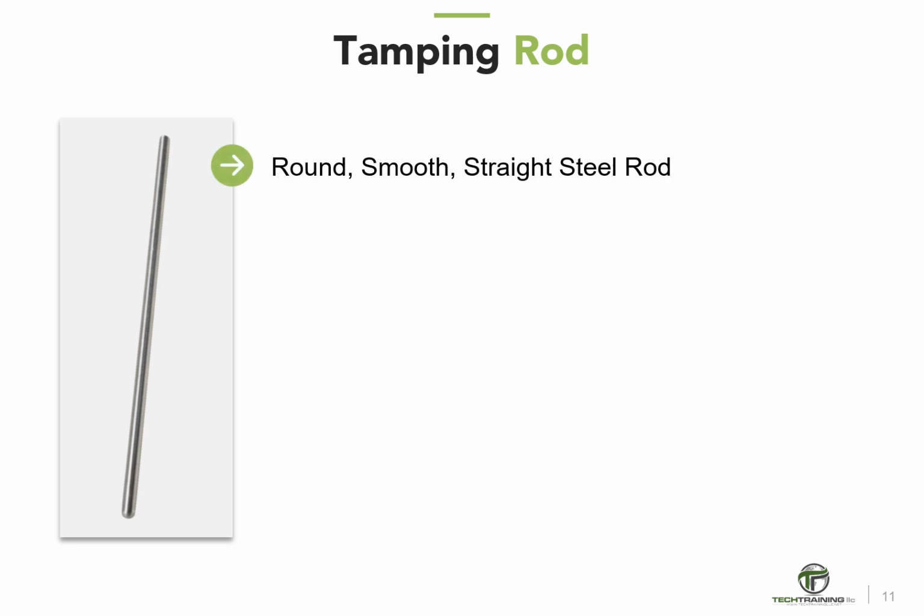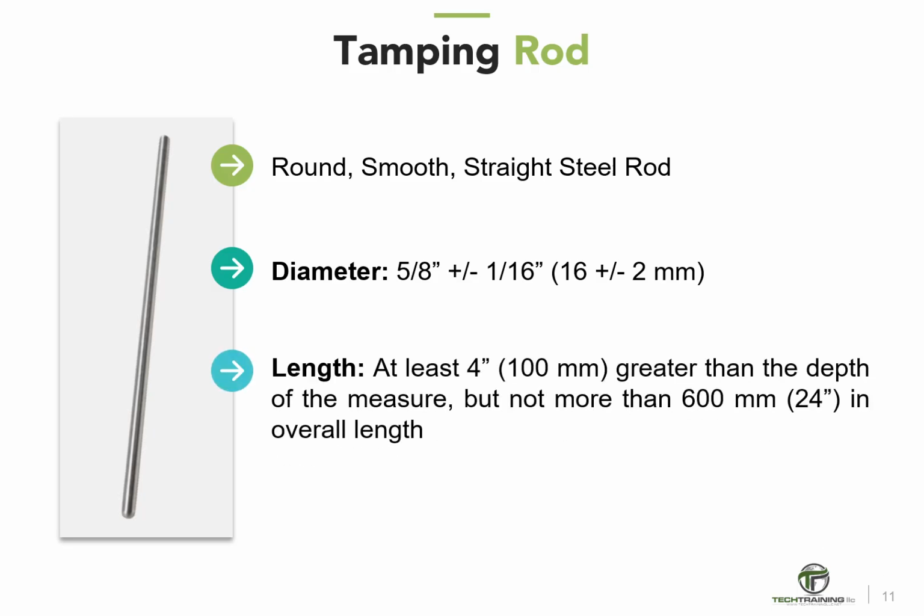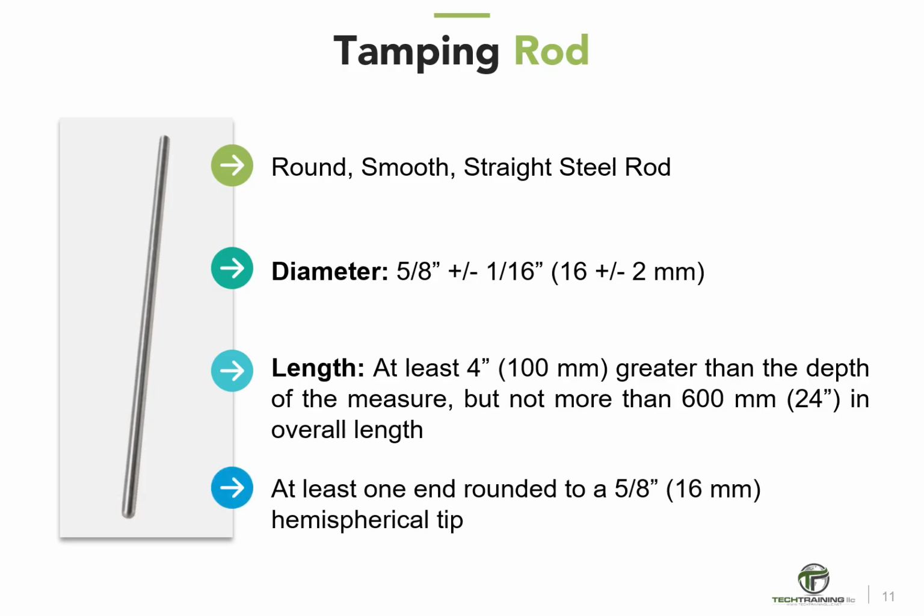The rod shall be a round, smooth, straight steel rod with a 5/8 inch or 16 millimeter diameter. The length of the tamping rod shall be at least 4 inches, or 100 millimeters, greater than the depth of the measure in which rodding is being performed, but not greater than 24 inches, or 600 millimeters in overall length. The rod shall have the tamping end, or both ends, rounded to a hemispherical tip of the same diameter.